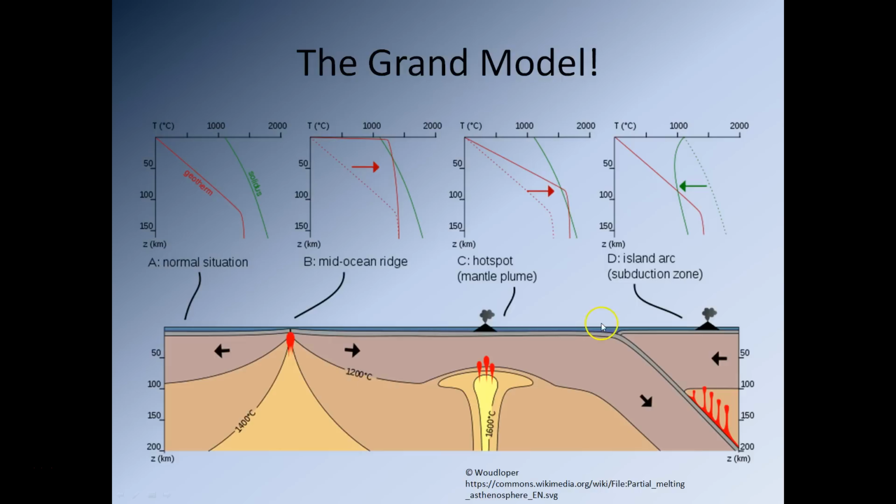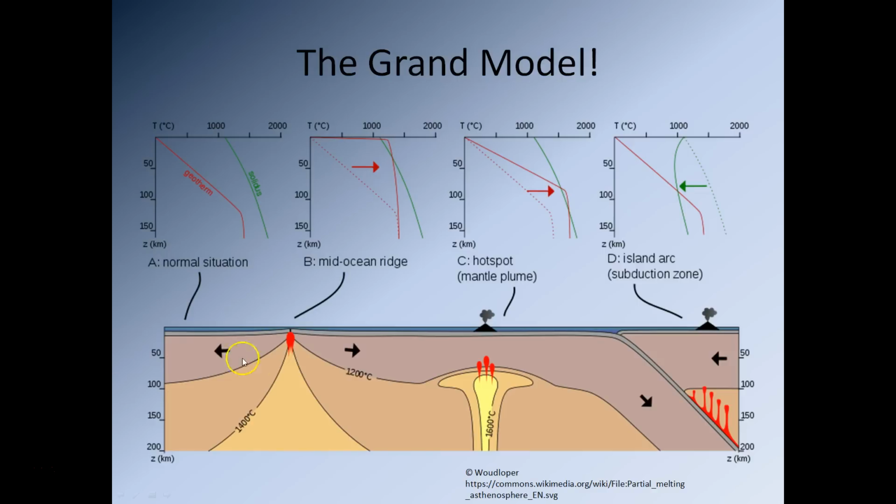So this is the grand model. Typically in a normal situation, your geotherm never comes near your solidus, and so no melting occurs. In the case of mid-ocean ridges, we have this normally very, very thick oceanic crust, which is much, much thinner here. It's normally about 20 kilometers here. By the time you make it to here, it's only somewhere in the region of about 2 or 3 kilometers.